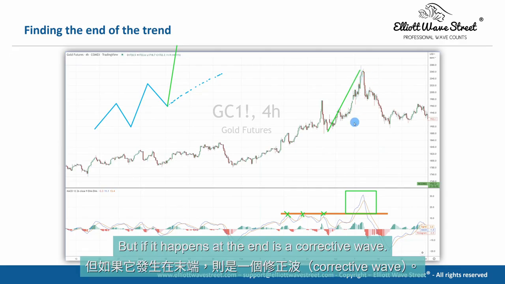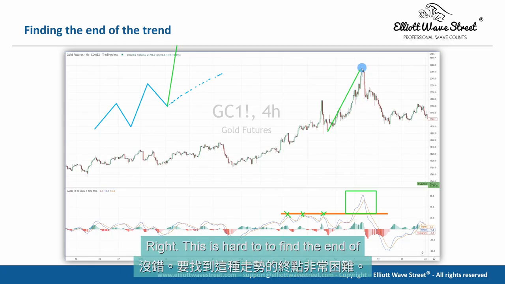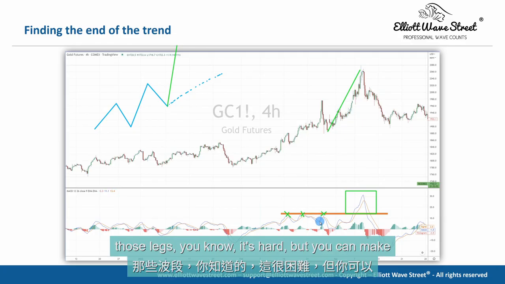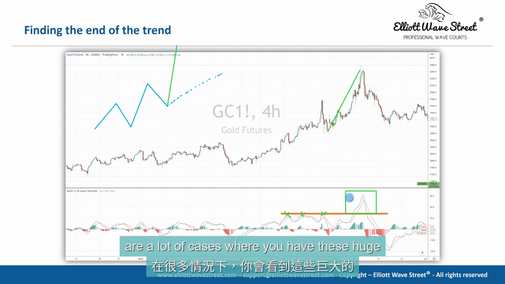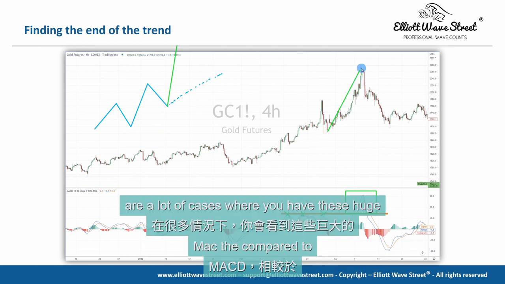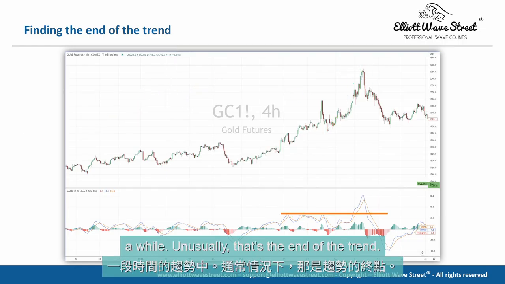So it's hard to go against fast moves. Right? It's hard to find the end of those legs. It's hard. But you can make the exercise with this setup, and you will see that there are a lot of cases where you have these huge MACD compared to the others at a trend that has been running for a while, and usually that's the end of the trend.